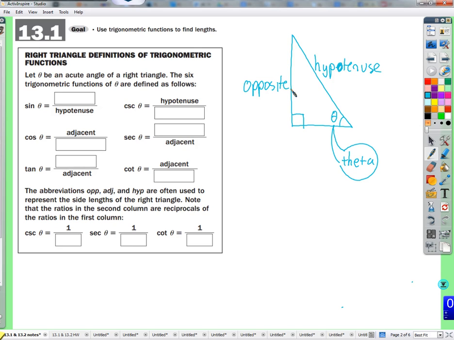Okay. This side and the hypotenuse are both next to the angle. They're right next to it, okay? But the hypotenuse is very special. It's always the hypotenuse. So this one that's next to the angle, not next to, it's adjacent.